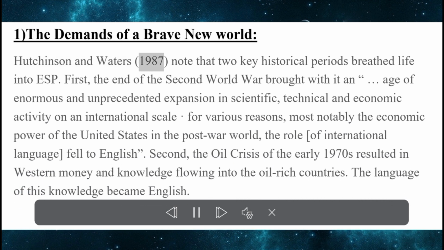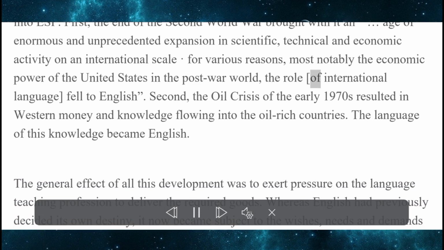Hutchinson and Waters, 1987, note that two key historical periods breathed life into ESP. First, the end of the Second World War brought with it an age of enormous and unprecedented expansion in scientific, technical and economic activity on an international scale. For various reasons, most notably the economic power of the United States in the post-war world, the role of international language fell to English.